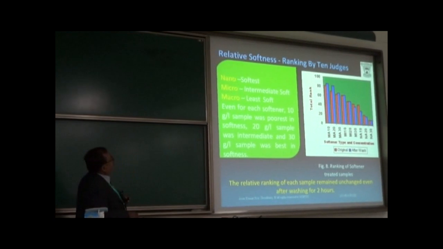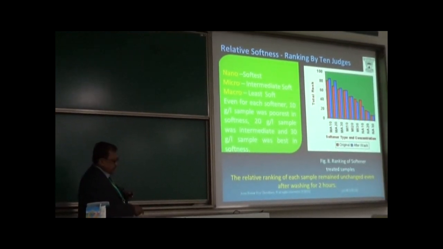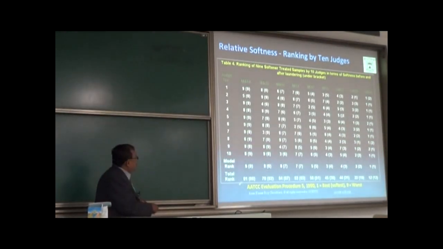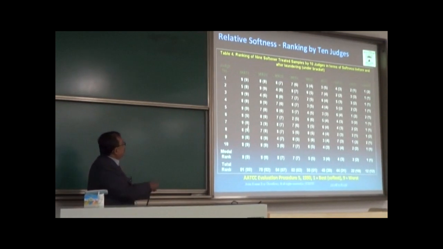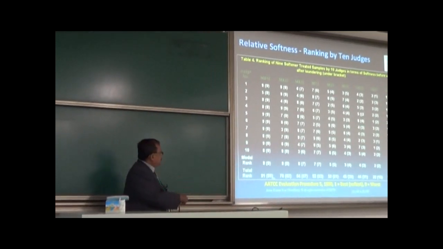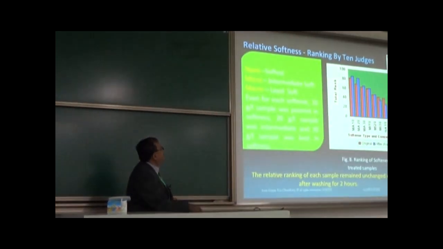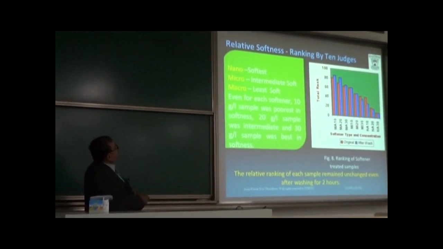So this is shown graphically here. This is the total rank, the average for 10 judges, which I have plotted here. And you can see completely that nano is the softest.